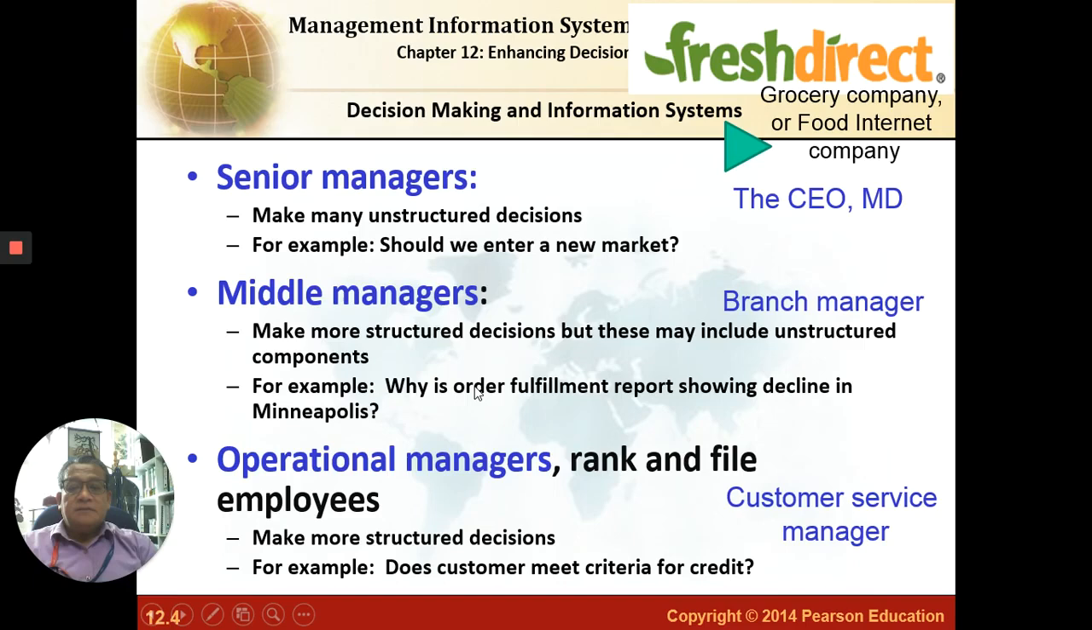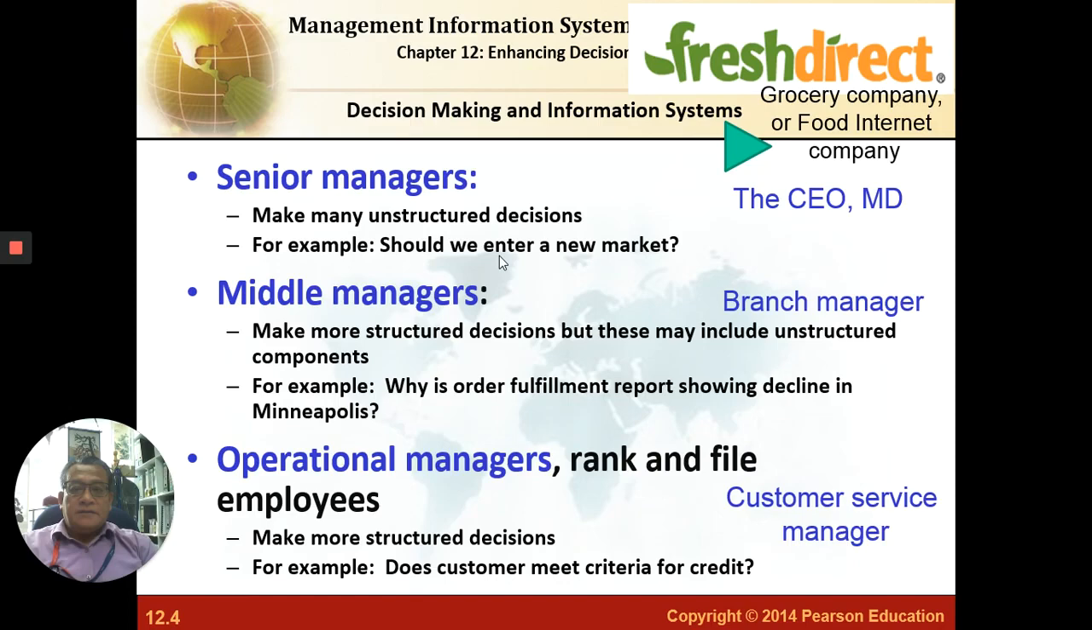For example, why is the order report showing a decline in the area of Parit Raja in the past 6 months? Managers have to decide what the major contributing factor is by using data in the IT system so that they can know the actual reason.